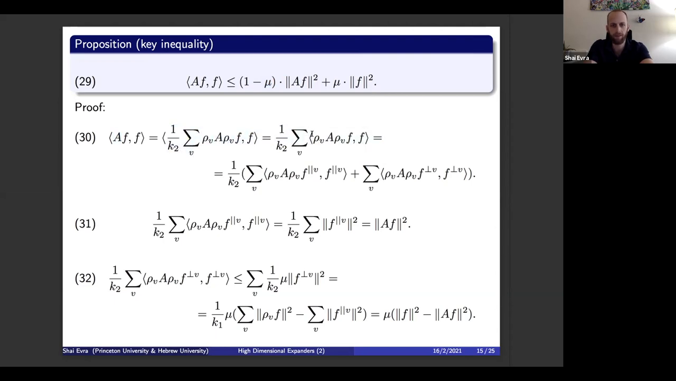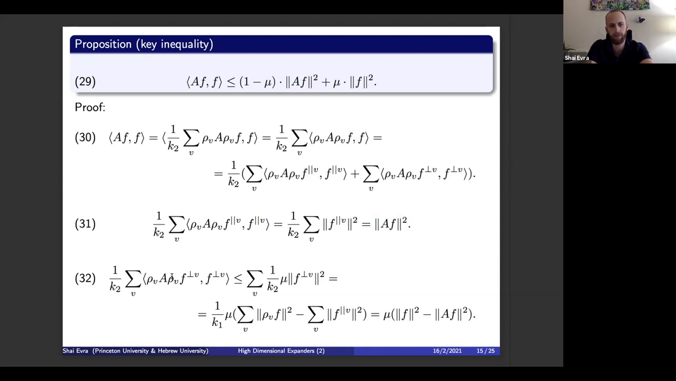And then you take the sum over all the vertices outside. And then you break every function F to the part of it which is parallel to V and the part of it which is orthogonal to the constant function in V. And you estimate both of them separately. So estimating the part that is parallel to V, that's easy, because it has a nice expression, it's all inequalities, and you get at the end of the day the norm of the adjacency operator applied to F.